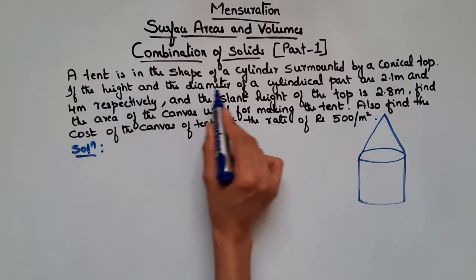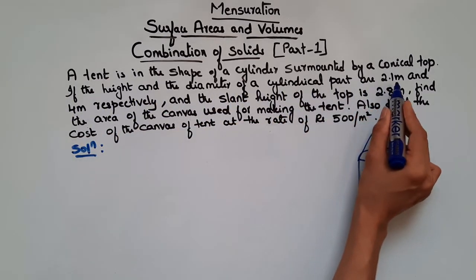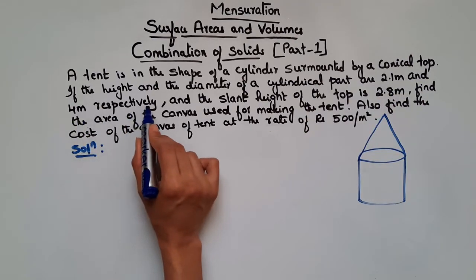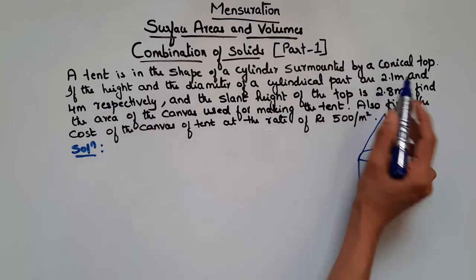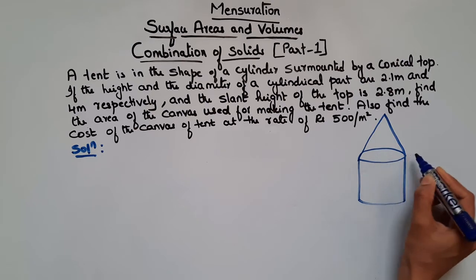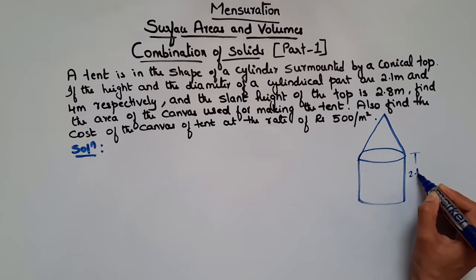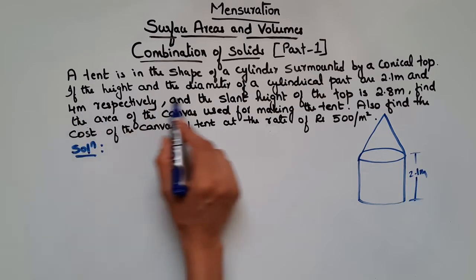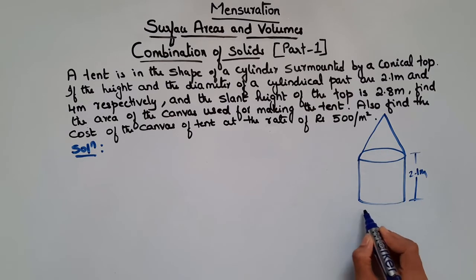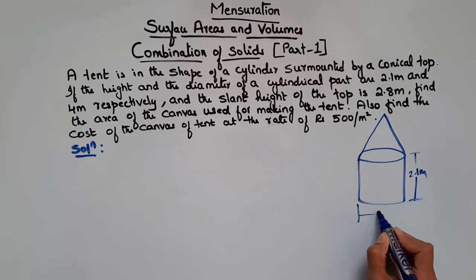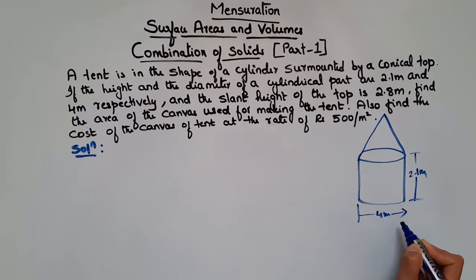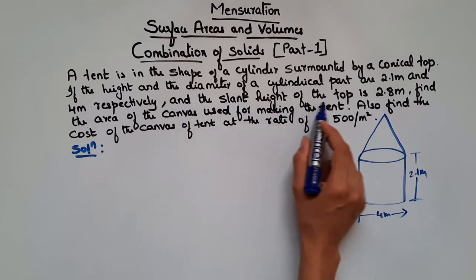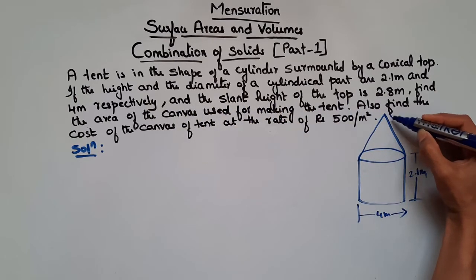If the height and the diameter of the cylindrical part are 2.1 meter and 4 meter respectively. So the height of this cylinder is 2.1 meter, and 4 meter is what? The diameter of the cylindrical part. So the diameter is 4 meter. And the slant height of the top, that is this height, right? So slant height is 2.8 meter.